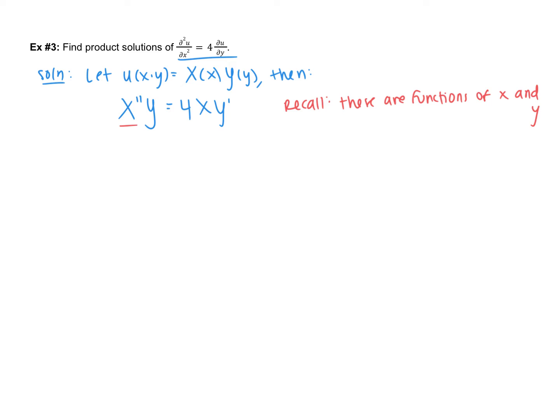So when I say x double prime, that's a function of x. So we need to recall that. Okay, so now we're going to rewrite this, switch some things around, and we can notice that we can get x on one side together, and we can get y on one side together.